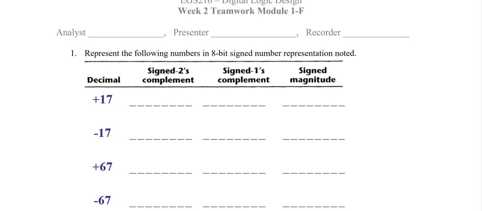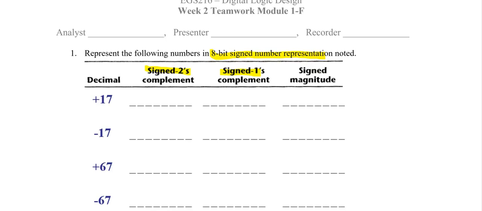So let's look at how we can represent numbers in binary on a computer. Here we were talking about an 8-bit, that's key, how many bits we have, signed number representation. We have different signed number representations: signed 2's complement, signed 1's complement, and signed magnitude. It is true that signed 2's complement is primarily what's used in computers, but we'll look at all of them.